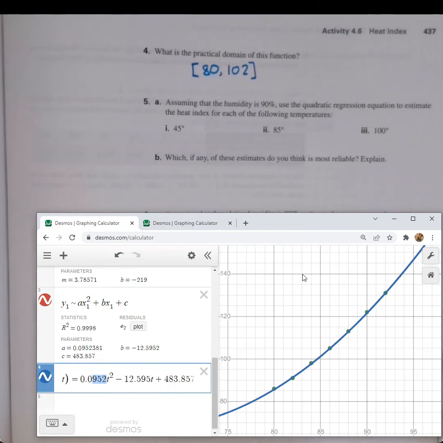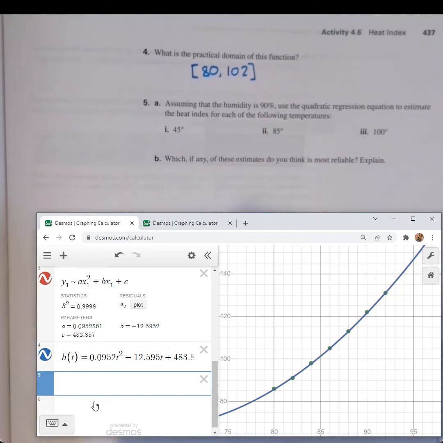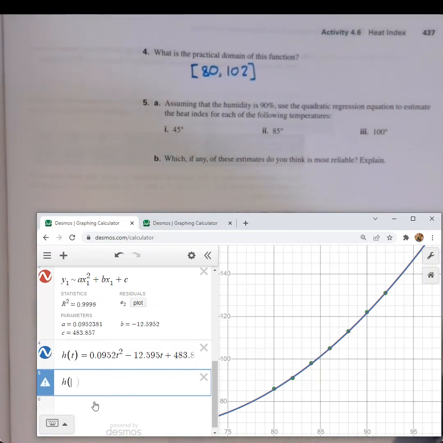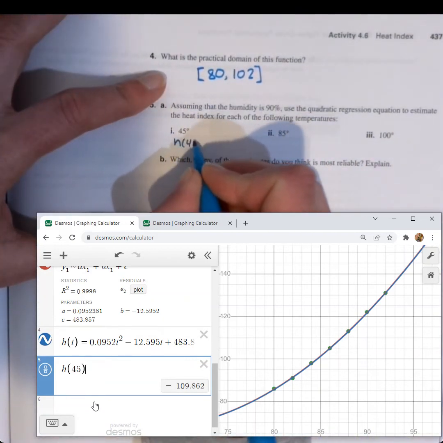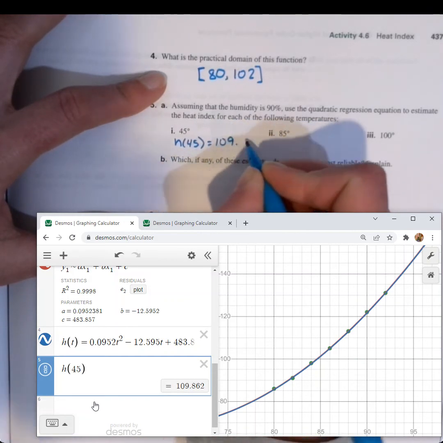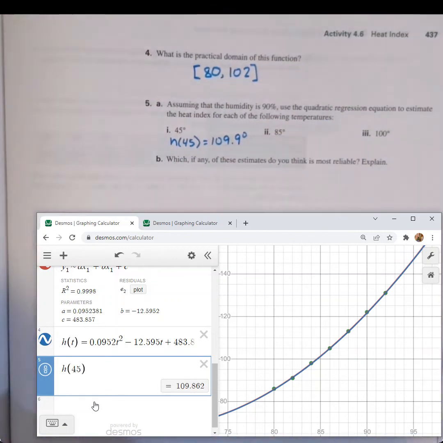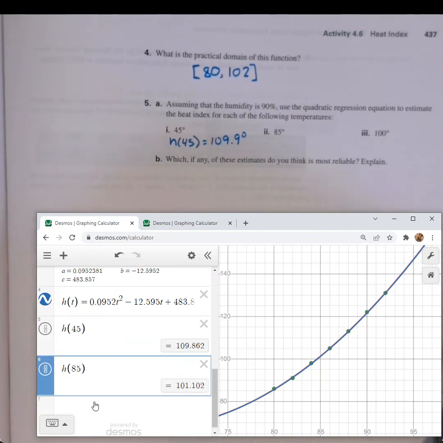All right. Now, prediction. Again, this whole situation was about 90% humidity. This is the formula that gives us the prediction, the heat index, if there is 90% humidity. So we want to evaluate H at 45. So what if it's 45 degrees? What would this formula report as the heat index? So H of 45 would give us a heat index of 109.9 degrees.